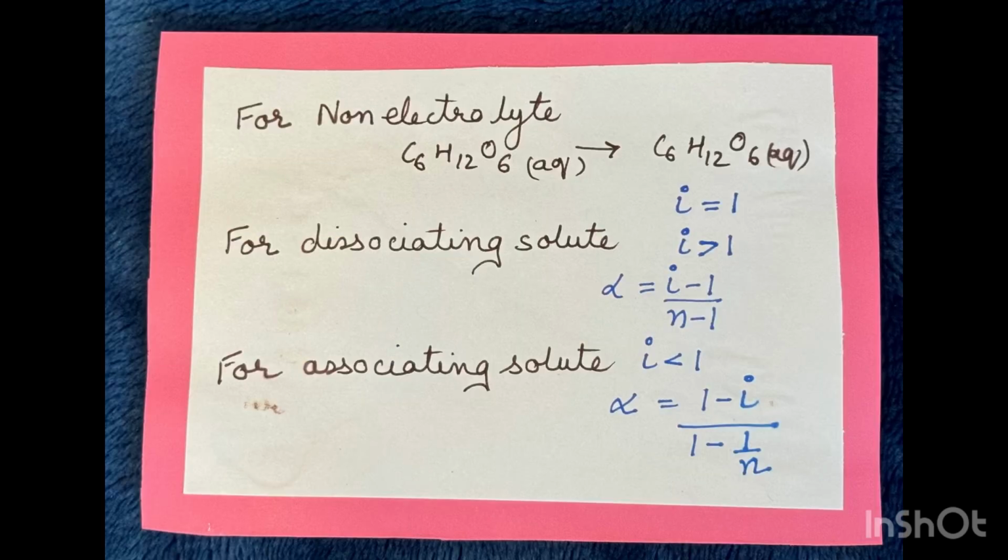Remember a few shortcut formulas to find the Van't Hoff factor. For a non-electrolyte it will be 1, for a dissociating solute i is greater than 1, and for an associating solute i is less than 1, and here are the formulas.